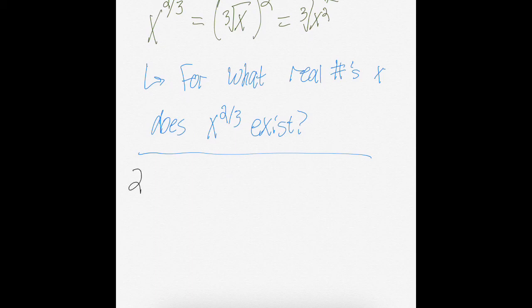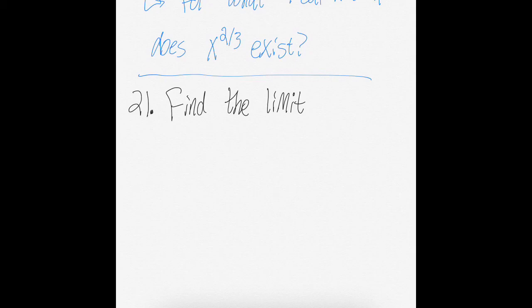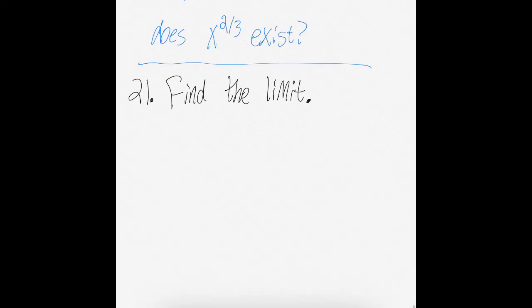We are now going to jump to problem 21. And 21 says to find the limit. There are actually two parts to this problem. The second part I'm going to leave to you. All that you're going to do is use this information that we find in the first part to answer a yes or no question. So we'll find the limit, and I think you'll be in good shape then for the second part.